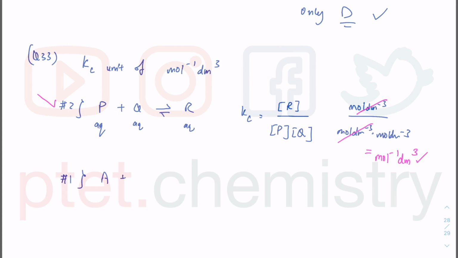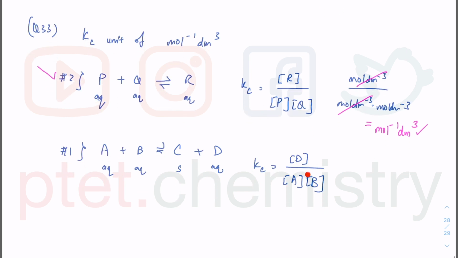Option 1 has A plus B giving me C plus D. So this is aqueous, solid, aqueous, and aqueous. So Kc again is the concentration of D to the power of 1 divided by both of these concentrations, both to the power of 1. And hopefully you can see that because this expression looks exactly the same as these, they are just different reactants. But you will have exactly the same unit expression without me having to do it. You can hopefully see that mole per dm cube over mole per dm cube squared will give you mole minus 1 dm cube.